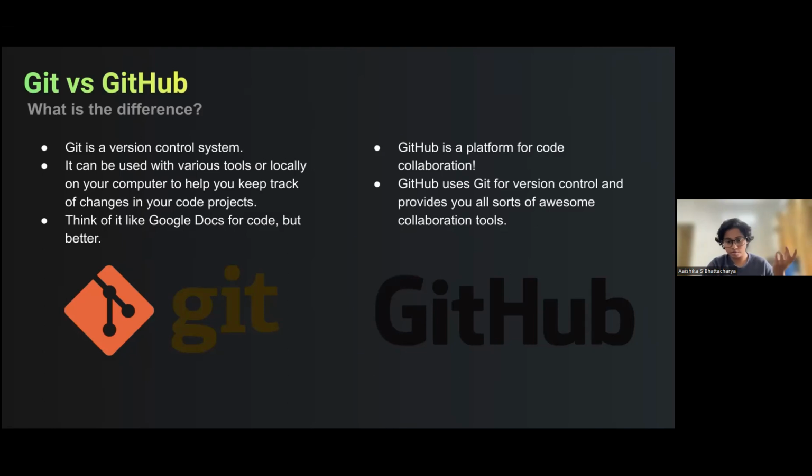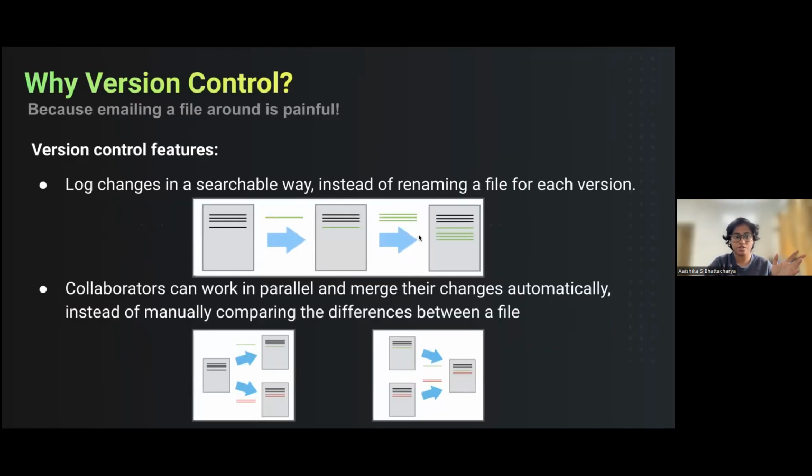Now, I've used the phrase version control system. Let's see what version control system actually means and why it's useful. So let's talk about why we need version control in place. It's simply because emailing a file around is painful. Before I personally started using Git for managing my projects and collaborating with my friends, I used to email around files, which was very popular back before 2019, before I was introduced to Git. Me and my friends were introduced to Git and GitHub.